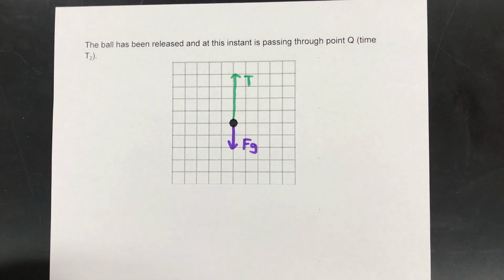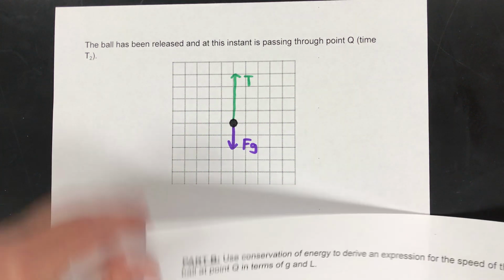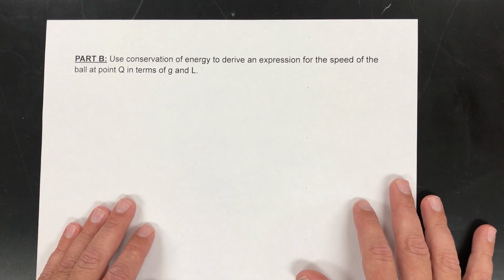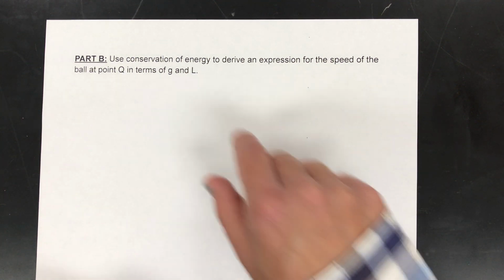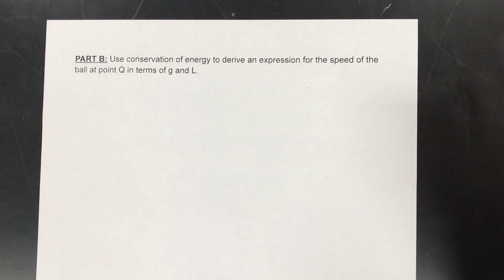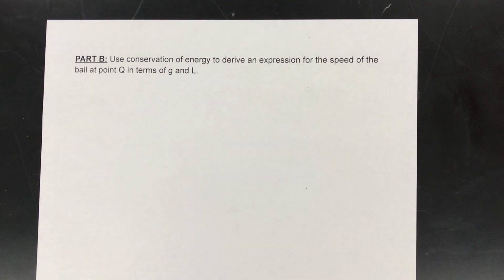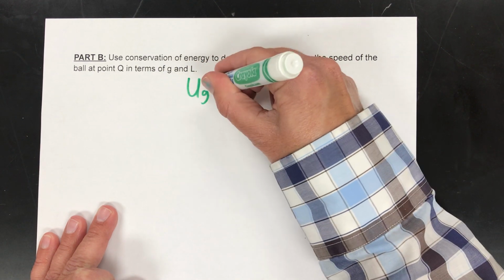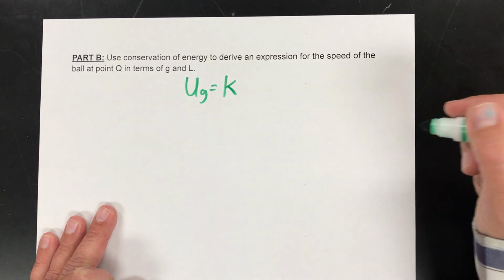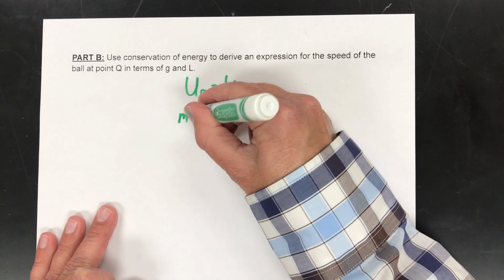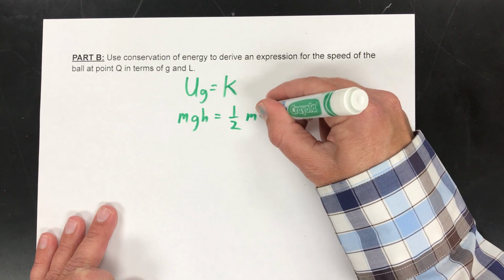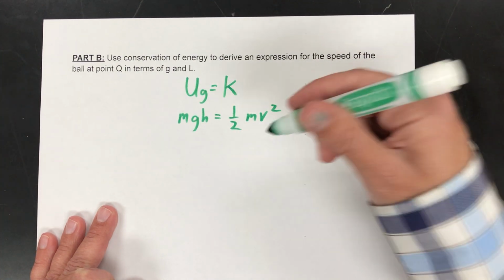All right, next up, part B. It says, use conservation of energy to derive an expression for the speed of the ball at point Q in terms of g and L. So we know that we have gravitational potential energy becoming kinetic energy. Generically, gravitational potential energy is mass times gravity times height, and kinetic energy is 1/2 mv squared. That's what we're looking for.